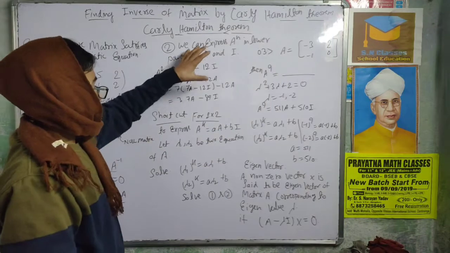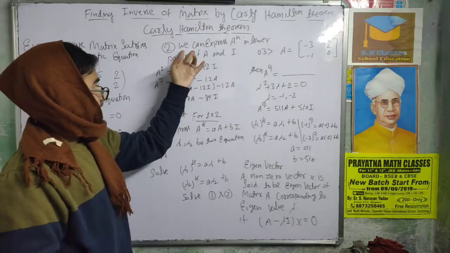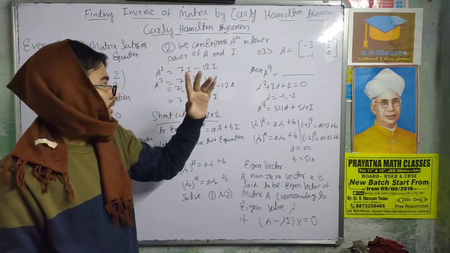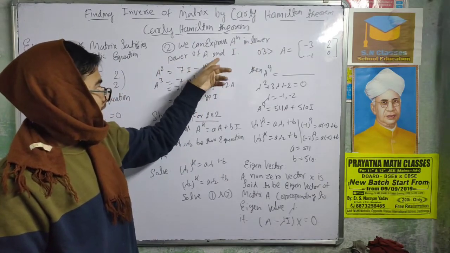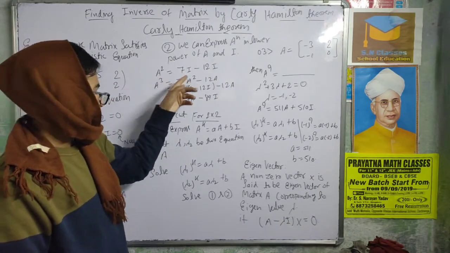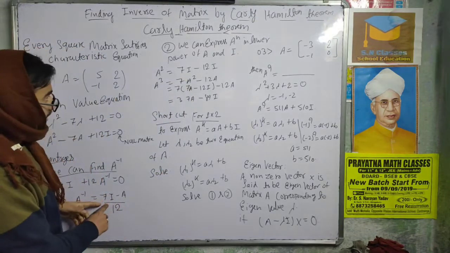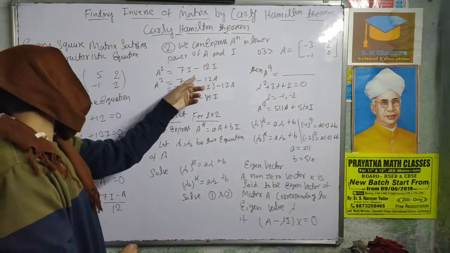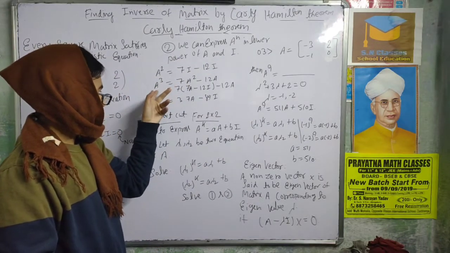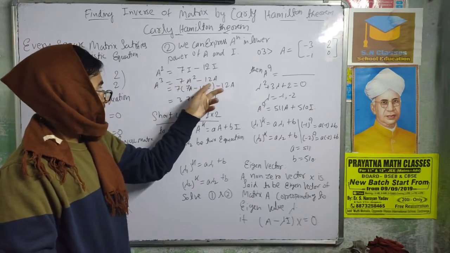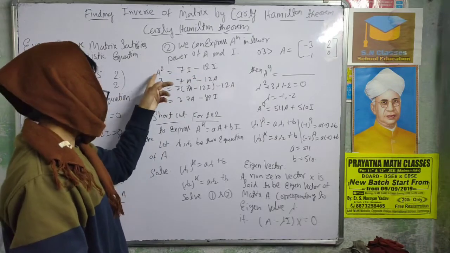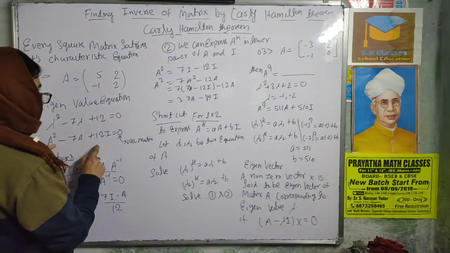This is the first step you have to do. The second step tells that we can express A to the power n in a linear power of A and I, that is, convert the higher powers of A and I into linear powers. So A square equals 7A minus 12I. If you multiply with A both sides, it comes to be A cube equals 7A square minus 12A. You multiply this equation with A, and you get this equation from the earlier equation.